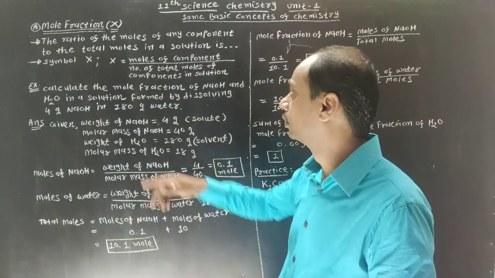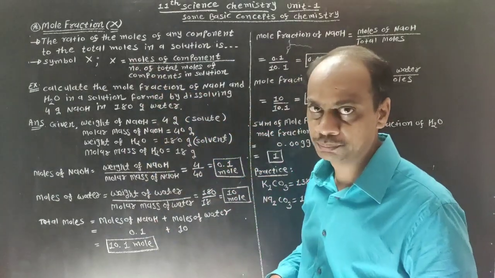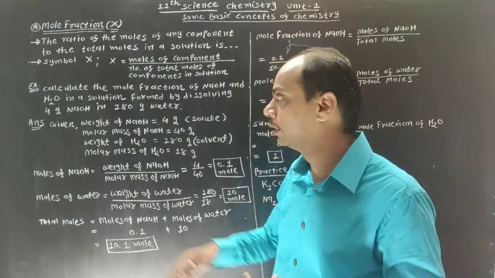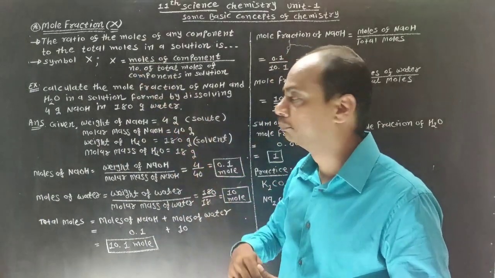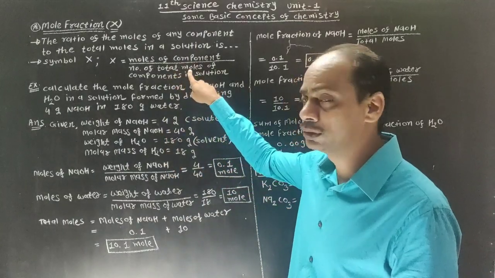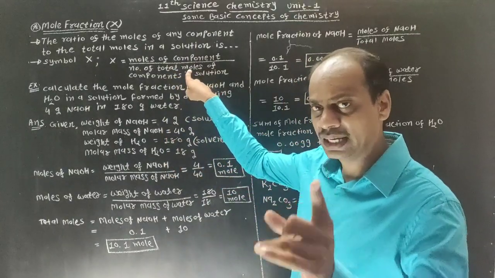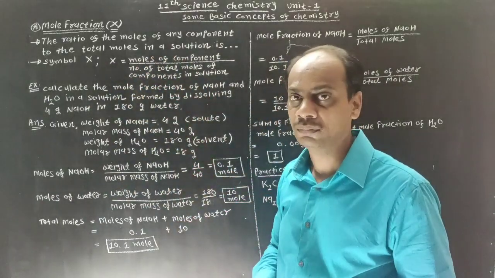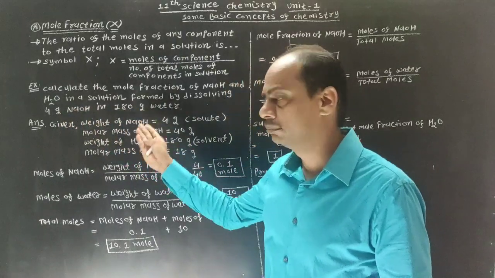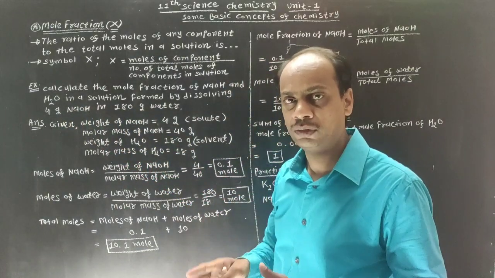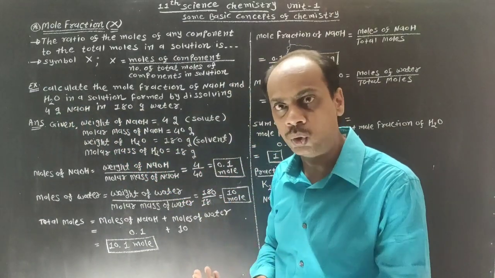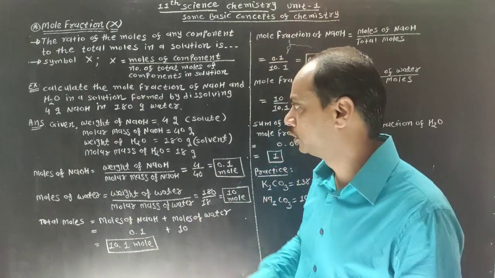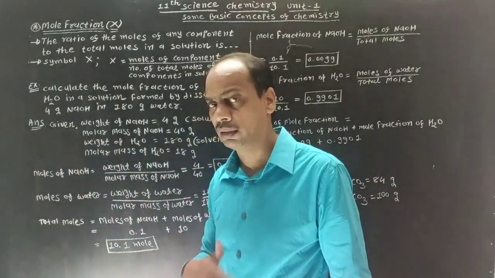But here the word mole is there. Right? So what are we going to find first of all? We have to find the mole, then we have to find total moles also, is it? Then we can calculate mole fraction, or we can use this formula, but we are given just gram, is it? So we have to calculate first what? Mole of sodium hydroxide and mole of water both.